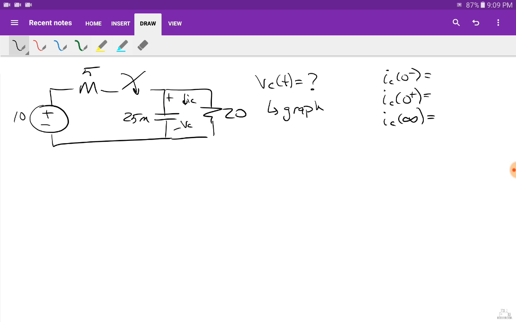the current passes downward through the capacitor. Now that doesn't have to necessarily be that way, it's just the way that I've designed it. So we're going to solve it with these assumptions. We want to find the voltage on the capacitor as a function of time, graph that function, and then find the current through the capacitor at 0 minus, the instant just before the switch pops, 0 plus, the instant just after the switch pops, and then at infinity, basically a long time after the switch has already popped.